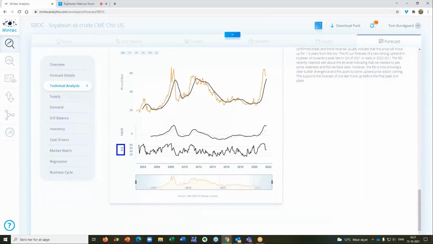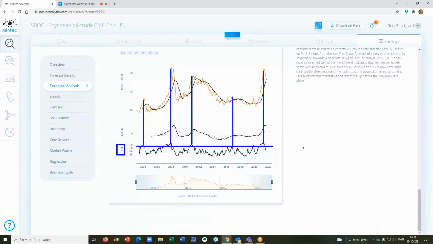We have loads of webinars on this. The RSI, this 80 line, is a mathematical way of showing you peaks. If the RSI is 80, you are at a peak, every single time. And that's where we are right now.